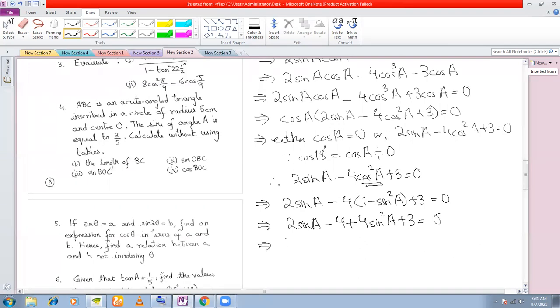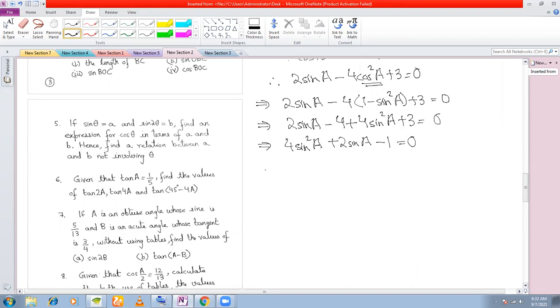That means we can now write this as 4 sine square A plus 2 sine A minus 1 is equal to 0. Now if you see carefully, this is a quadratic in sine A. Yes, because this is of the form 4x square plus 2x minus 1 equal to 0. This is a quadratic in sine A where x is equal to sine A. So you can solve this by Sridhar Acharya's formula now.